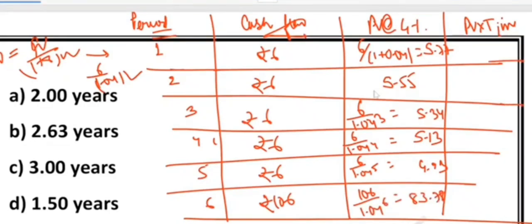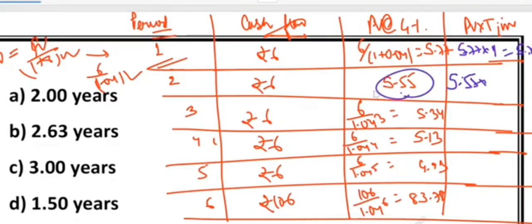Now in the last column, what will we do? We will multiply the present value with the time. So what is the time? This period I am talking about. So first of all, in the first row, it will be 5.77 multiplied by 1, which is equal to 5.77. In the second row, it will be 5.55 multiplied by 2, so this will give us 11.10.